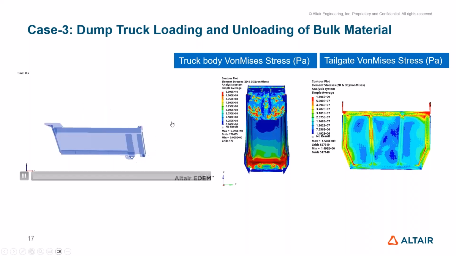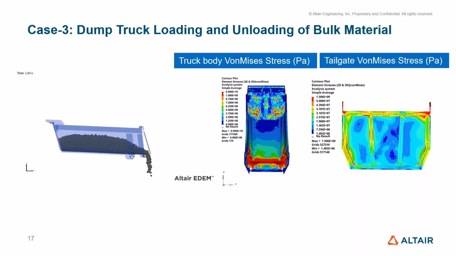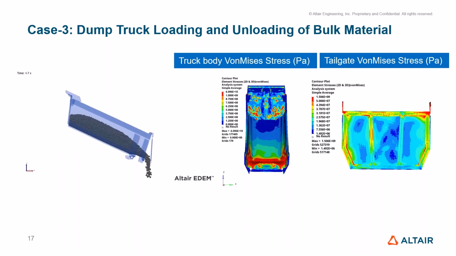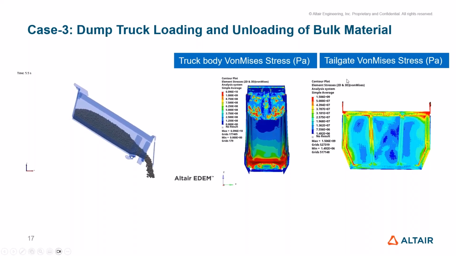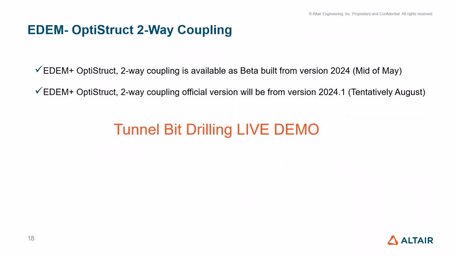Apart from that, you can check the Altair community forum, where the drum truck load case and the traditional outputs can be requested. But with the two-way coupling, the major focus is that we can plot either force versus stress if it is linear, or in nonlinear cases, the strains can be plotted, for both the tailgate and the truck body. So this is the third use case. And the final one, which we are going to discuss, is tunnel bit drilling. Now I'm going to demonstrate live by importing the setup into SimLab as well as the EDEM software.